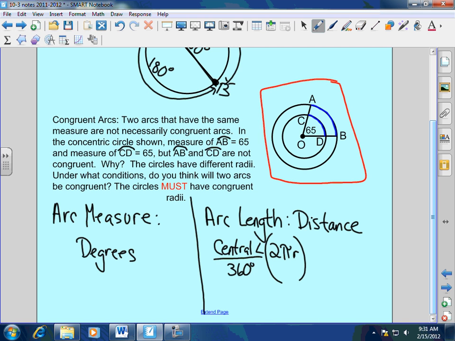In order for arcs to be congruent, and in order for anything to be congruent, you have to have the same degree measures and you have to have the same length. So in this particular case, I tell you that the measure of arc AB is 65. Of course it is. That's true because the central angle is 65. I tell you that the measure of CD is 65. Of course it is because the central angle is 65. But AB and CD are not congruent. Why? Sir.